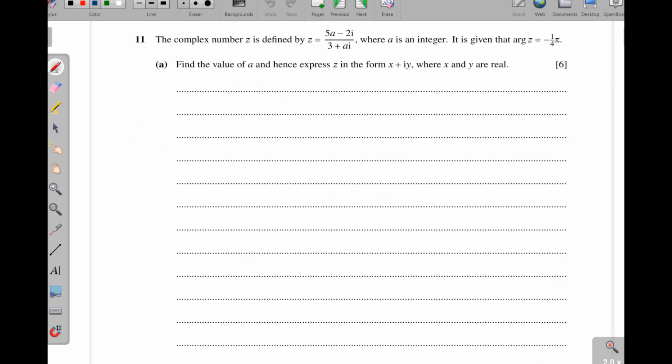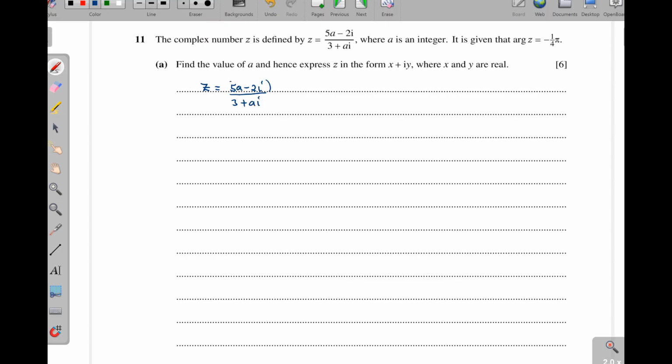Question 11 is coming from complex numbers. The complex number z is defined by z is equal to this, where a is an integer. An integer is a positive or negative whole number. It is given that the argument of z is negative pi over 4. Find the value of a, and hence express z in the form x plus iy, where x and y are real. Now, our z is 5a minus 2i out of 3, then plus ai.